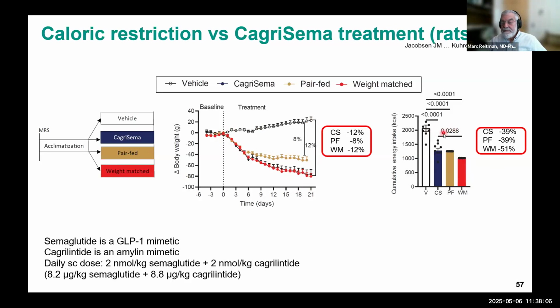Well, if you look at it, CagriSema reduced the 3-week food intake by 39%, and again, pair feeding was a 39% reduction. Whereas if you wanted to weight match to CagriSema, you had to have a 51% area under the curve food intake reduction. So this really is a graphical illustration that this drug is affecting both food intake and metabolic rate.